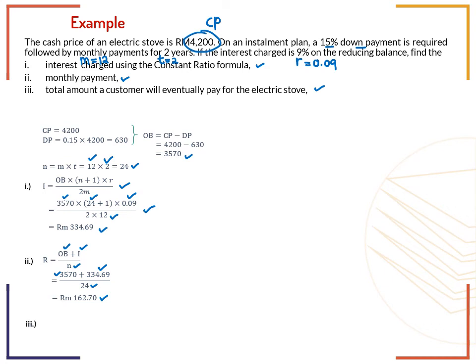The total amount a customer will eventually pay for the electric stove can be calculated by applying the following formula: installment price equals cash price plus interest, where cash price is 4,200 and interest is 334 ringgit 69 cent. Therefore, the total amount a customer will eventually pay for the electric stove is 4,362 ringgit 70 cent.